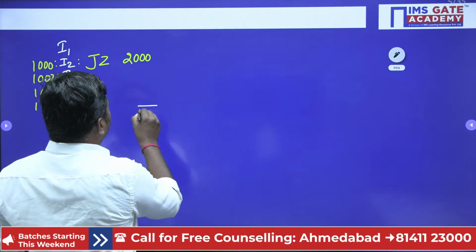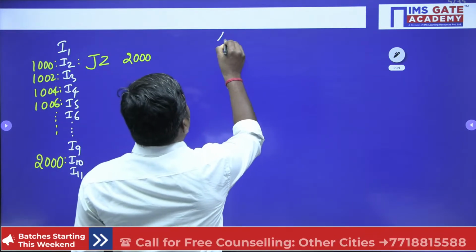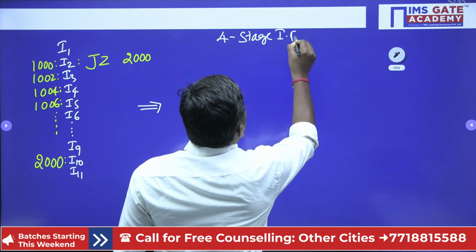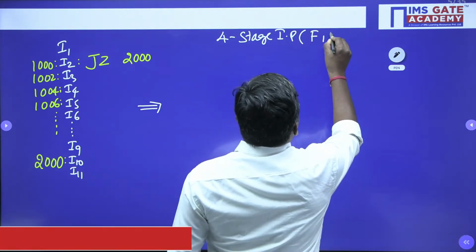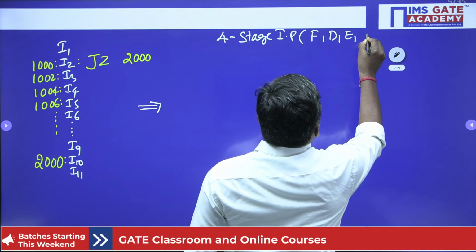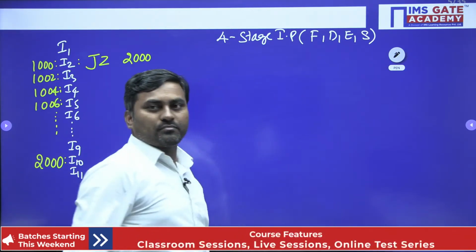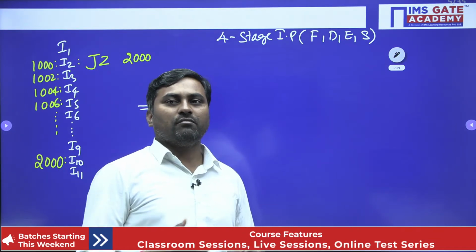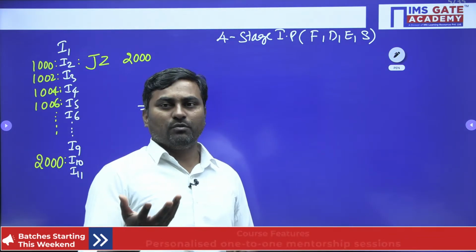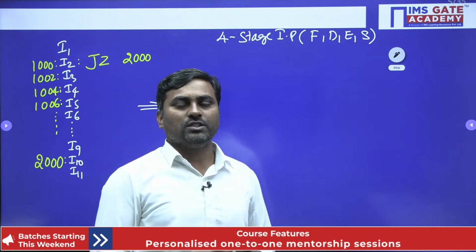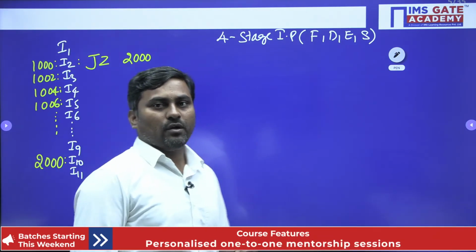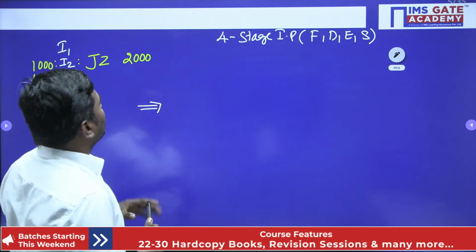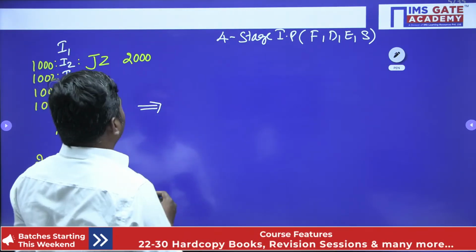Suppose we run these instructions in a 4-stage instruction pipeline. Let's take the stages as fetch, decode, execute and store. Also assume that each stage of the instruction pipeline takes an average of 1 clock. One clock per stage is the assumption. Now let's run this set of instructions in the 4-stage instruction pipeline.